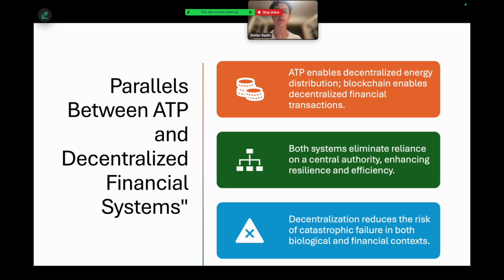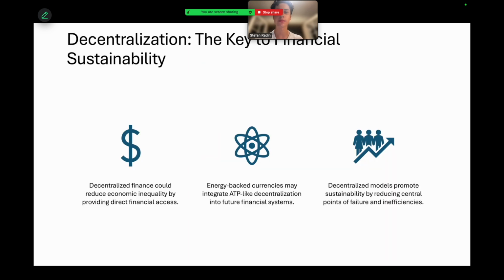Just as ATP enables every cell to function independently within a larger system, DeFi empowers individuals to manage their own financial resources without central oversight. The future of finance is moving towards decentralization. By reducing reliance on centralized banks and intermediaries, financial systems can become more inclusive and efficient.